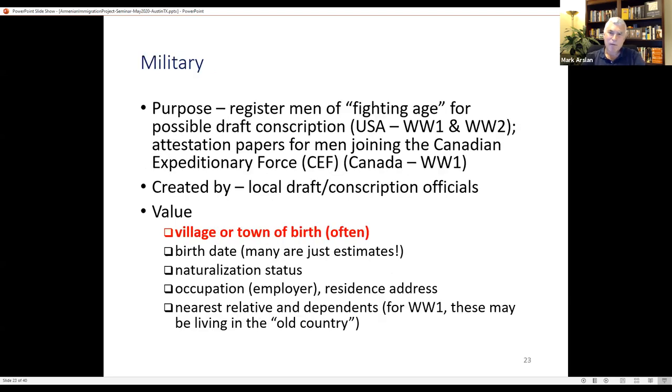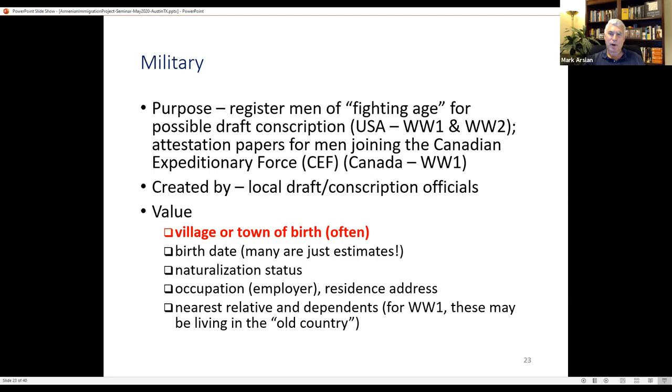Okay, military draft registrations, World War I draft registrations were 1917, 1918. Canada even had some registrations that are useful there, but most of them are from the United States. World War II, there were draft registrations starting in 1940 and going all the way through 1945, actually 46. And so the World War I draft registrations, if they were born between 1872 and 1900, and they were living in the United States at that time, they should appear on a draft registration card.